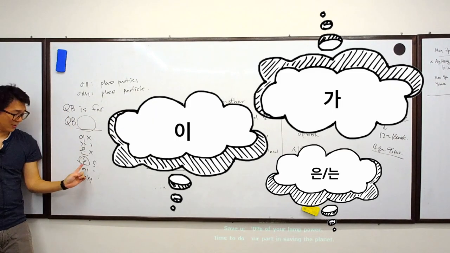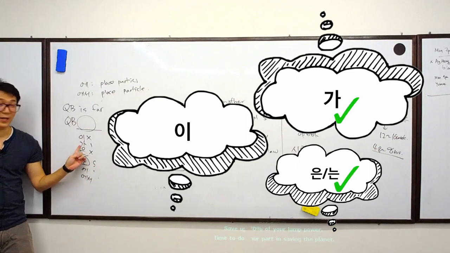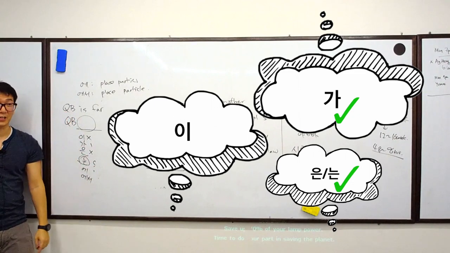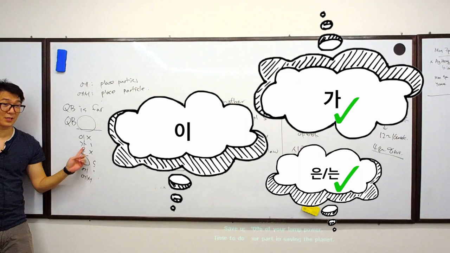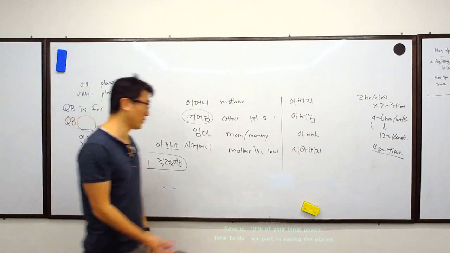은, 는, 이, 가. So, 는 is correct. 가 is also correct because it's a subject. It just has to be specific. When do we use 에 over here? When do we use 에?